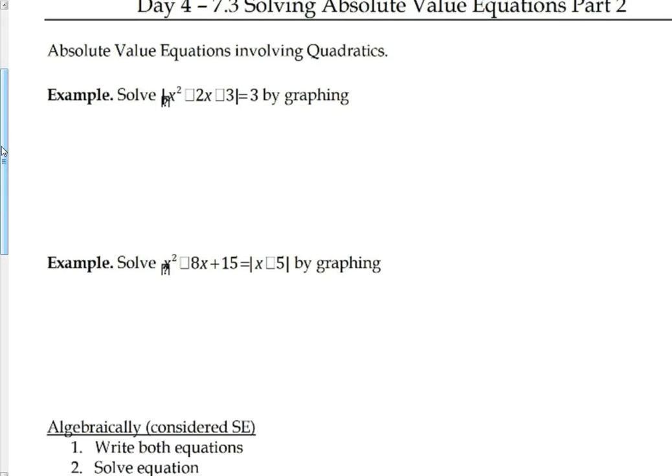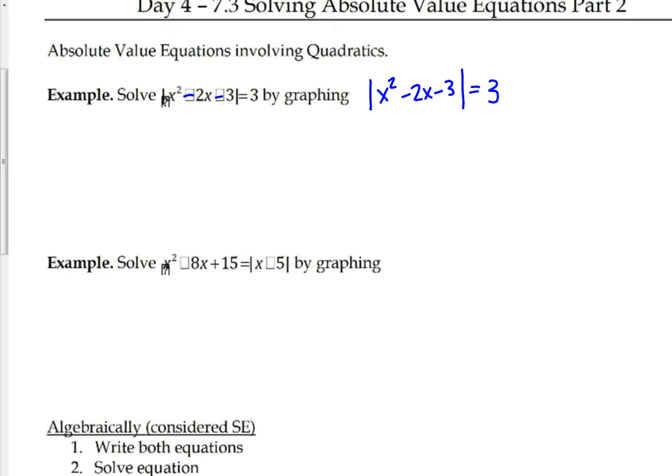So we're solving here by graphing. If we want to solve by graphing, and this is the absolute value of x squared minus 2x minus 3 equals 3, don't ask me why the minus sign won't convert. No idea. How do we solve this graphically?